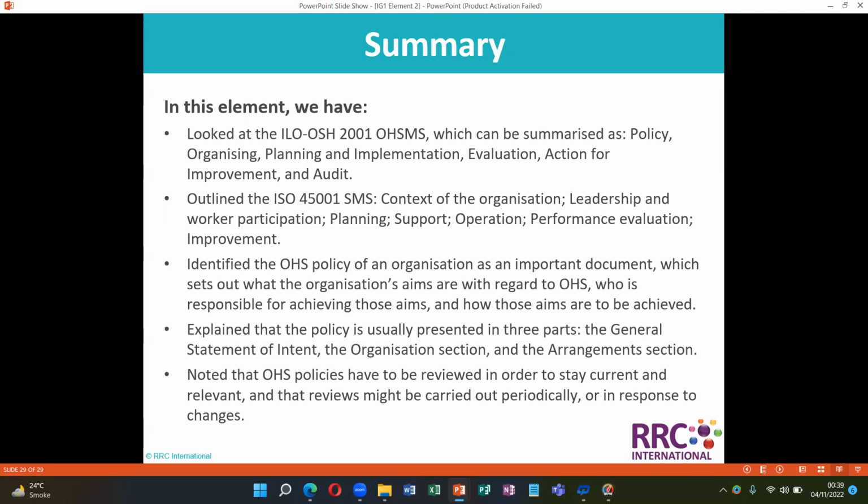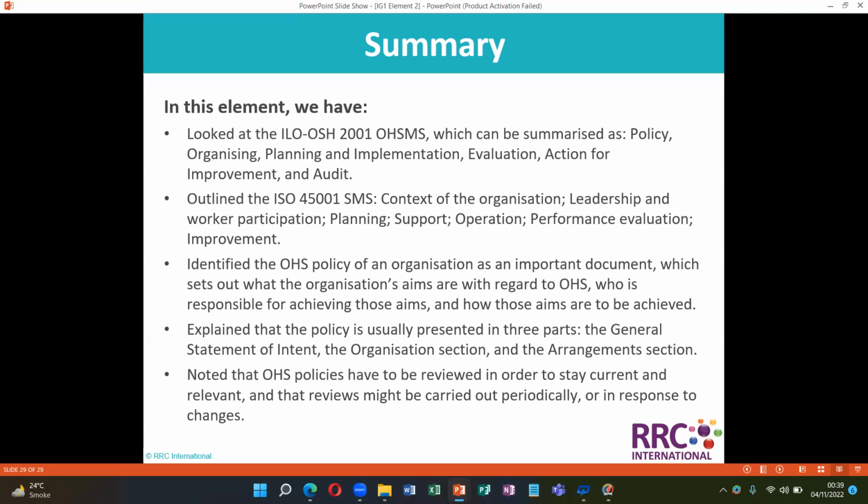Outlined ISO 45001, the OHSMS: context of the organization, leadership and worker participation, planning, support, operation, performance evaluation, improvement. Identified the occupational health and safety policy of an organization as an important document which sets out what the organization's aims are with regard to occupational health and safety, who is responsible for achieving those aims, and how those aims are to be achieved. Explained that the policy is usually presented in three parts: the general statement of intent, the organization section, and the arrangements section.